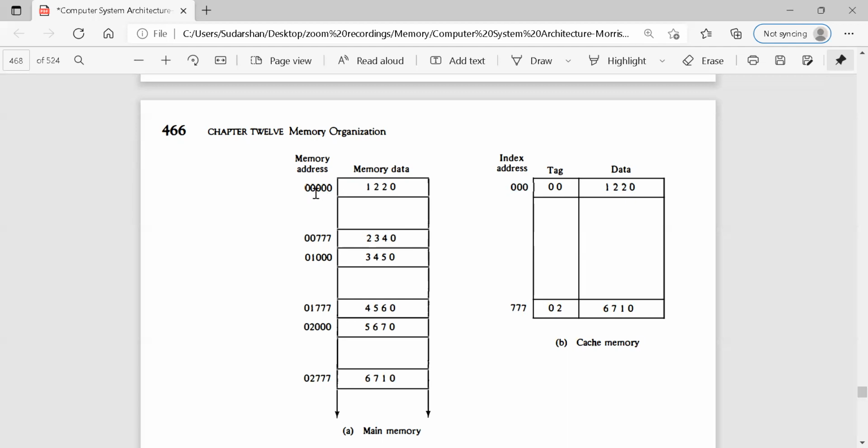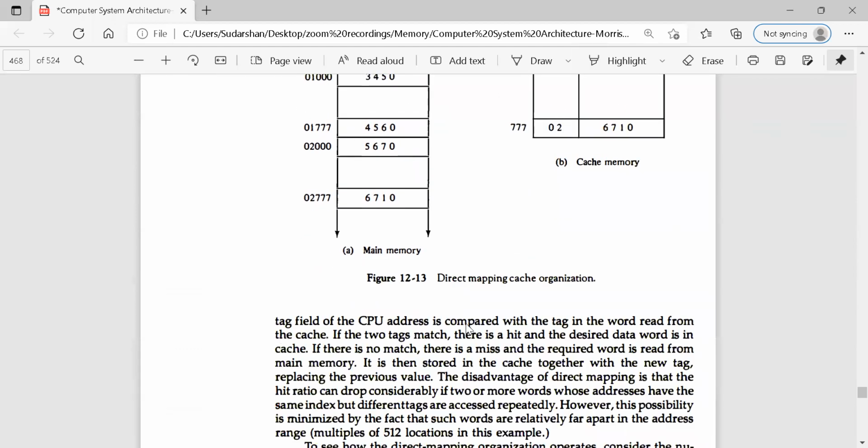In the first case, the tag is 00. In the second case, the tag is 01. You cannot store both under the same memory location 000. We can store only one tag as a part of the index value. We cannot store more than one tag as a part of the index value. This is a drawback of your direct mapping technique.